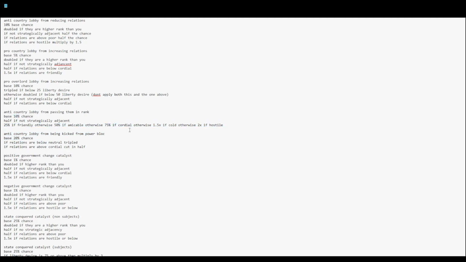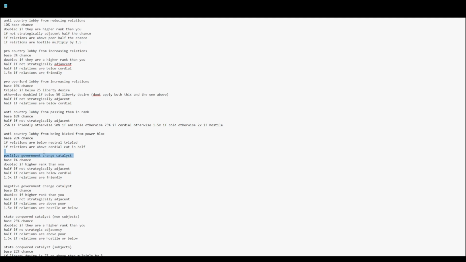Anti-country lobby from being kicked from power block. This is a base of a 20% chance, which is tripled if relations are neutral or below neutral, which means poor and below, and if they are above cordial, then you cut them in half.